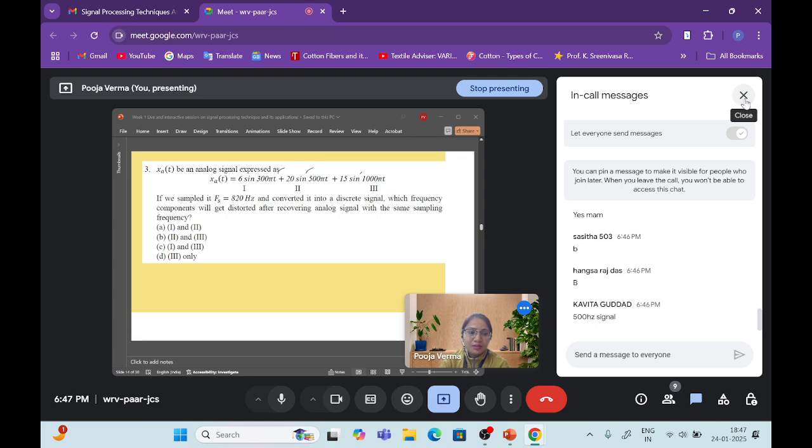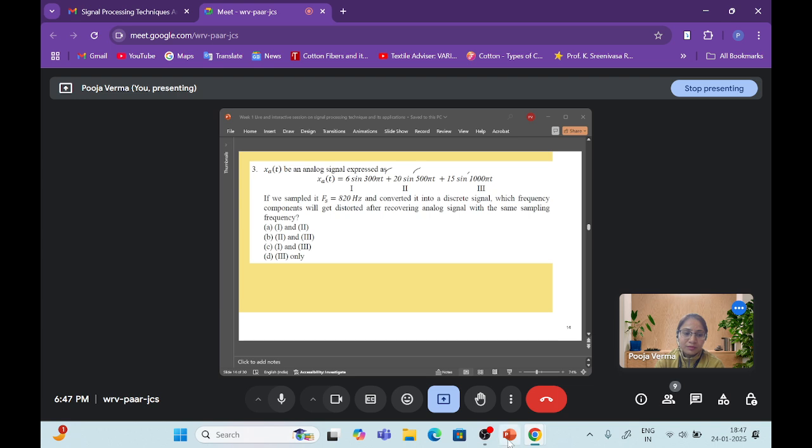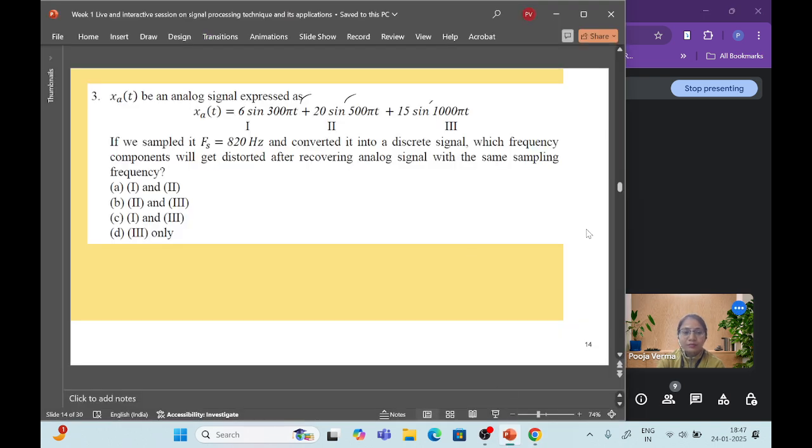Okay, let's check. First, read the question carefully. So if we sampled it at 820 hertz and converted it into a discrete signal, which frequency component will get distorted after recovering again to an analog signal with the same sampling frequency?